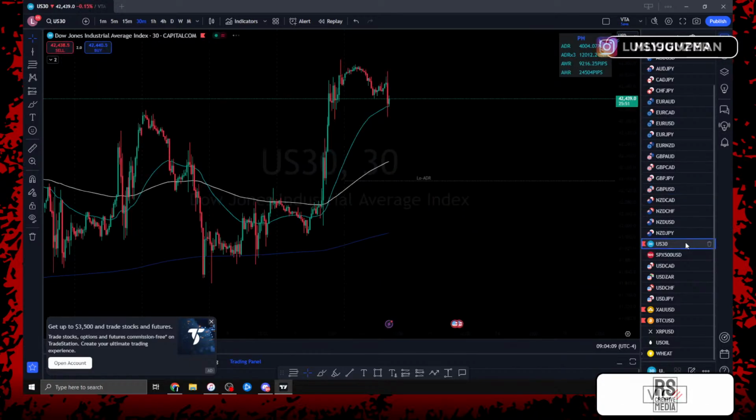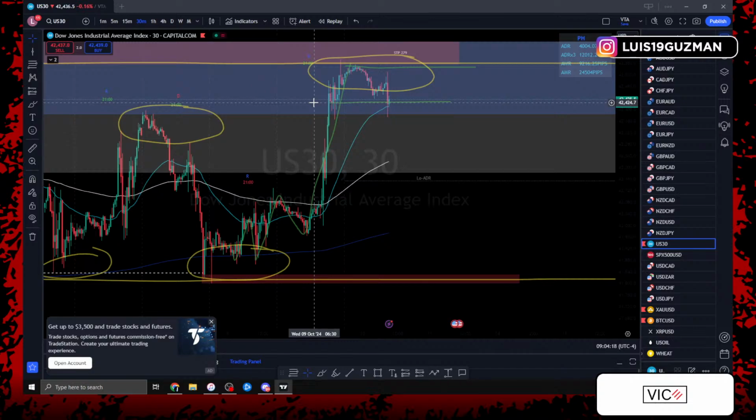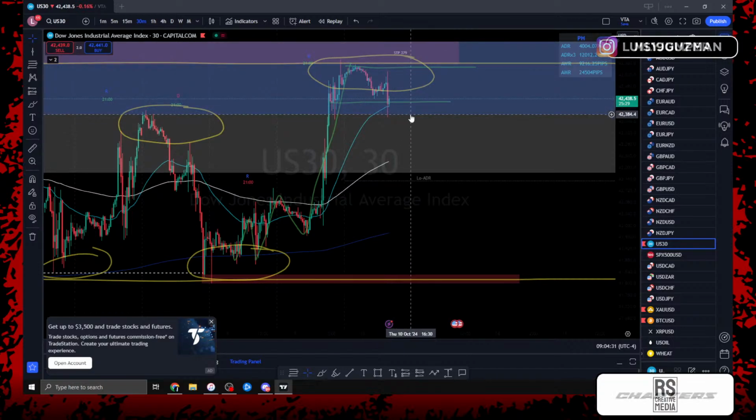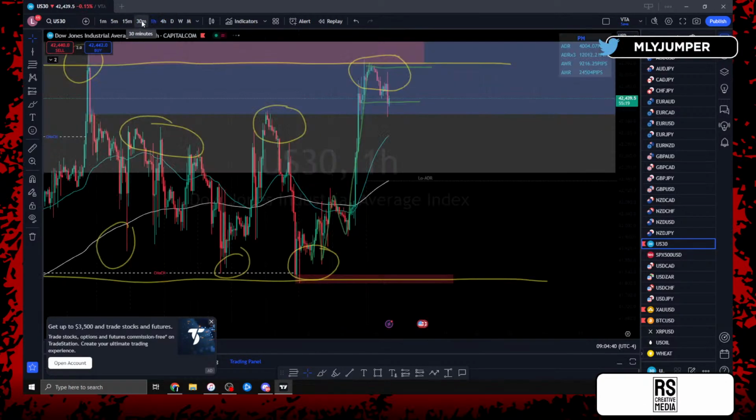US 30, once again, we ended up closing right on it. It didn't give us a clean break, it didn't give us a clean closure below, but it gave us a closure below. However, it's still testing. So this is the only pair for the day that still hasn't given us STP. Could price continue the downtrend push? Once again, we don't really have any engulfing candles. Come on, man. TradingView, step it up.